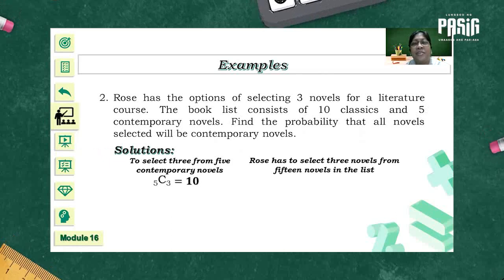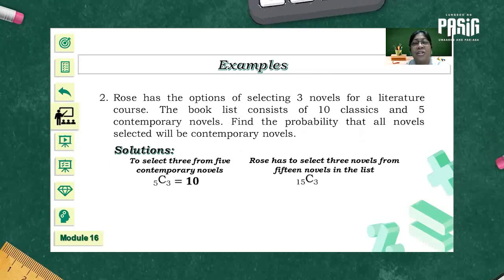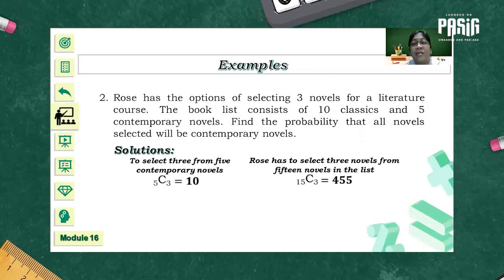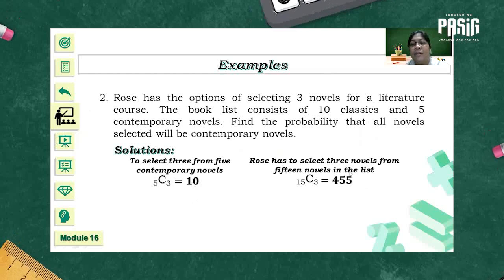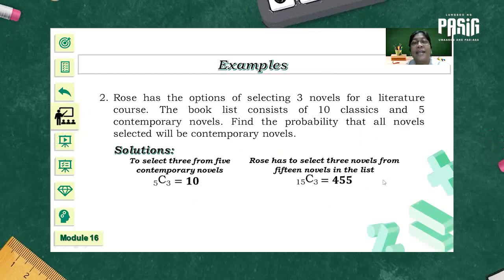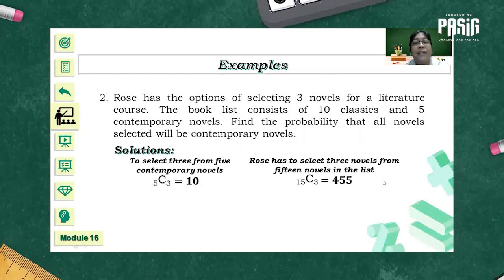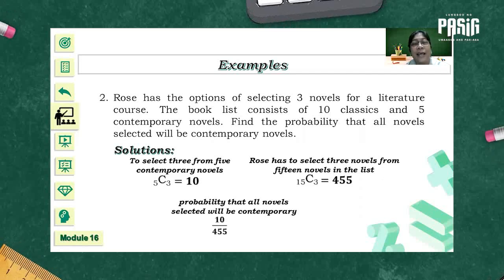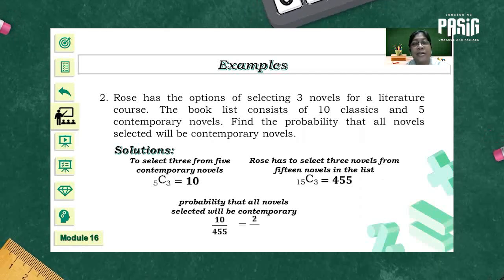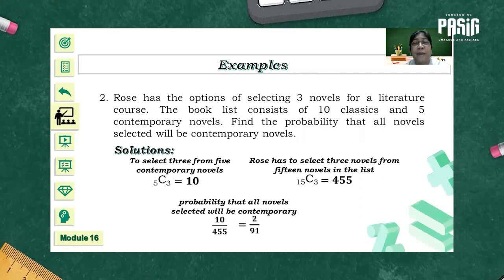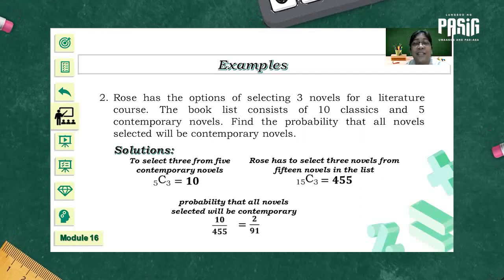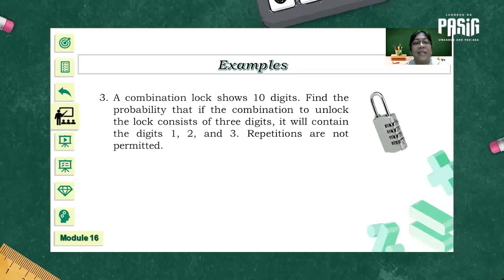How about without restriction? It's combination of 15 taken 3, which is equal to 455. The one with restriction is your numerator. The one without restriction is your denominator. Therefore, the probability is 10 over 455, or simply 2 over 91. Hope I made it clear. Let's proceed to example number 3.